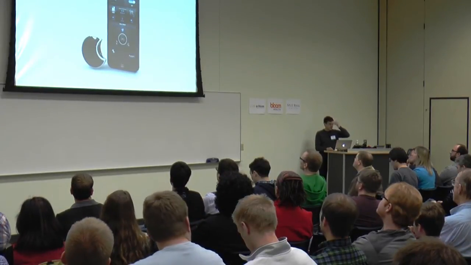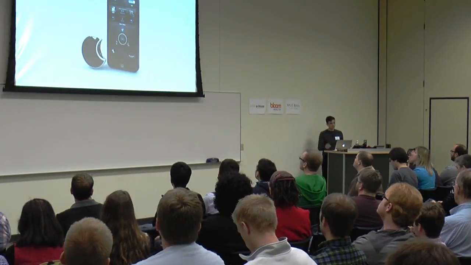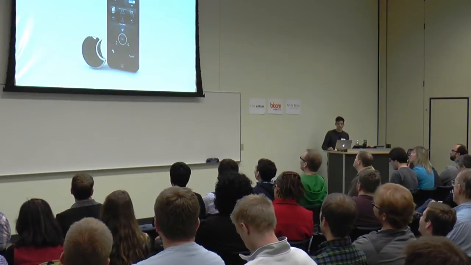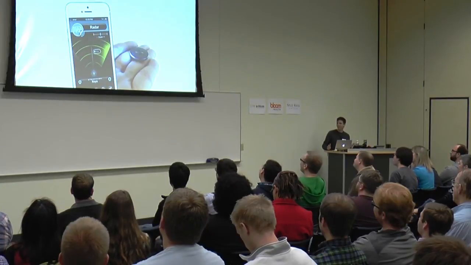HipKey, this is like a key fob that you put on your keychain, and then if your phone and your keychain get separated too far, it'll beep at you. You could also put it on your child or something. You really could, I think.